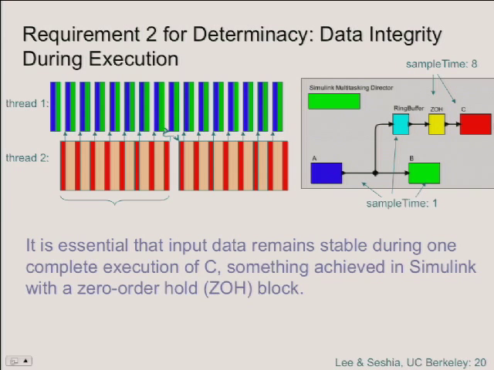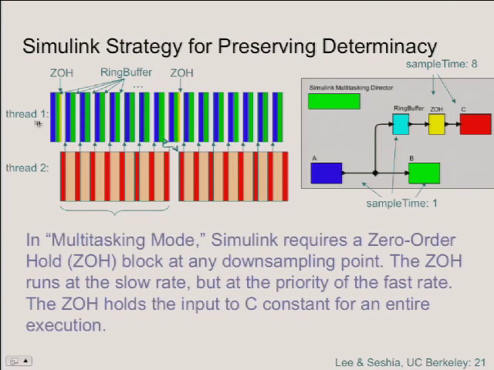Now, the clever thing that they do when they generate code for this is that they execute the zero-order hold at the rate, in the high priority thread, not in the low priority thread, even though it is actually executing at the lower rate. So rate monotonic principles would suggest that the zero-order hold should execute in the low priority thread. Okay? However, if you execute the zero-order hold in the high priority thread, then you don't need an interlock. You get rid of one of the interlocks.